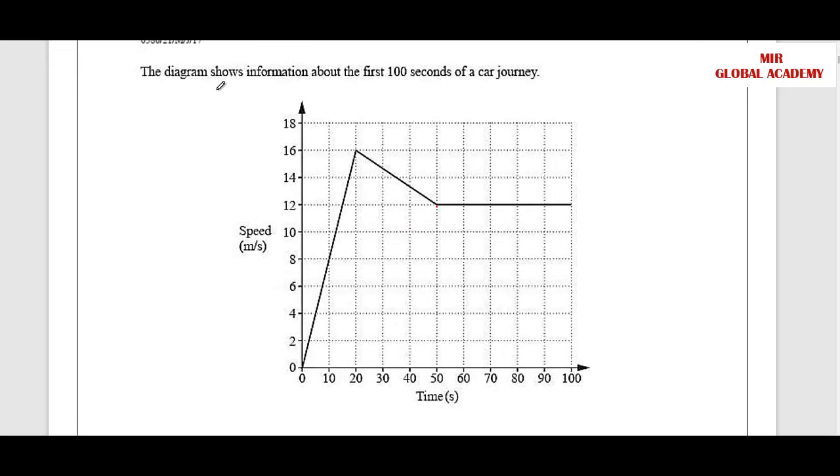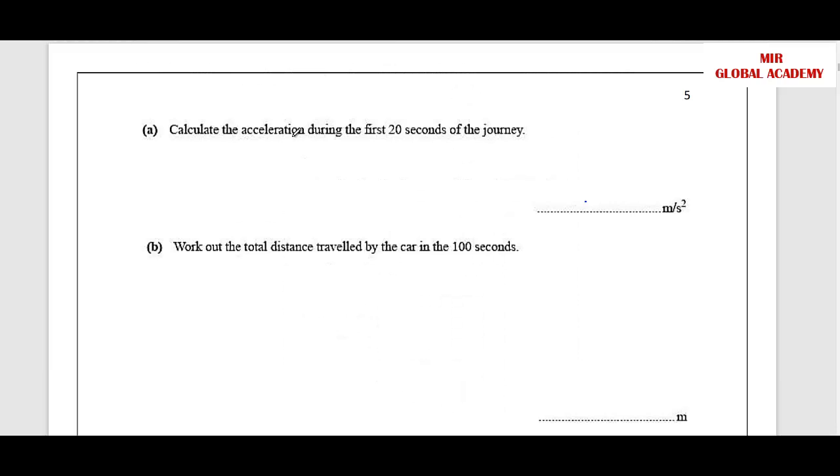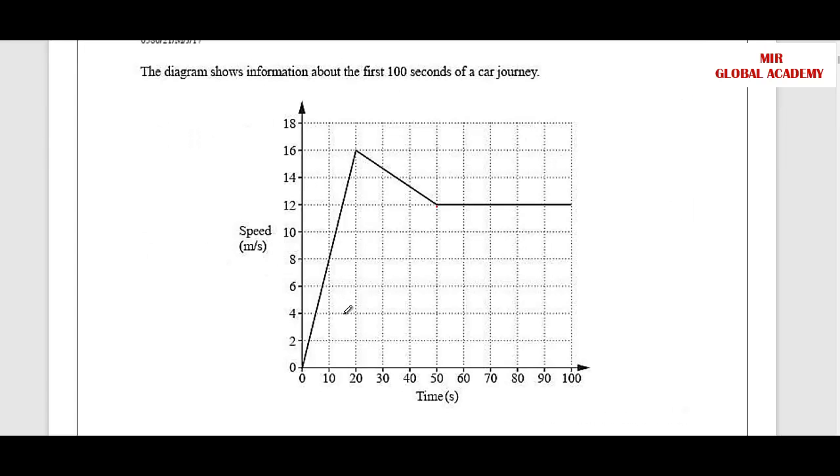The diagram shows information about the first 100 seconds of a car journey. Here the car is accelerating, its speed is increasing, and then the car starts decelerating, and then its speed remains constant. Calculate the acceleration during the first 20 seconds of the journey. In a speed time graph, the speed is increasing here, so in this part there is acceleration. So we have to find acceleration using the gradient, and gradient can be calculated using rise over run.